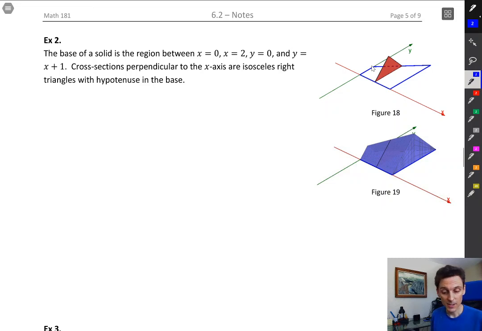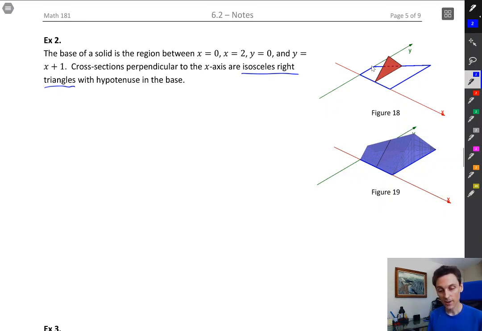So it says cross-sections perpendicular to the x-axis are isosceles right triangles, with hypotenuse in the base. Now this is going to be one of the key words that's going to differentiate these kind of problems from the volumes of revolution, from the solids of revolution. Here, there's no axis that we're revolving things about. We're just told what the cross-sections are.